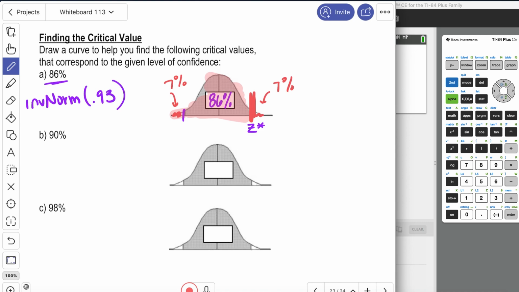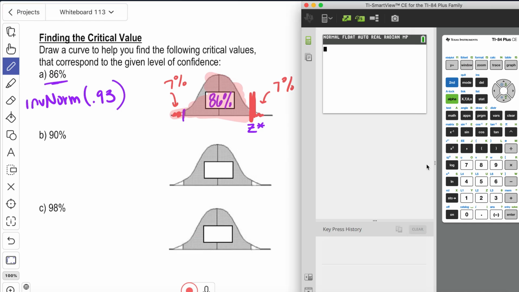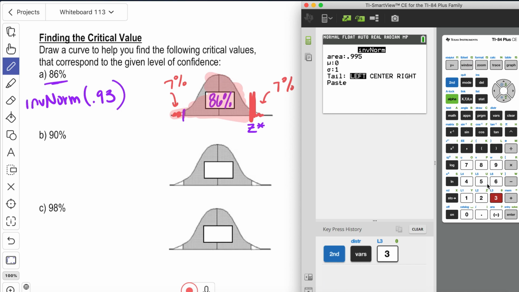So when I go to my calculator, come over here, and we're going to find the z-score. And the z-score is the inverse norm, so we go second, vars, number 3, inverse norm. And here, for inverse norm, I'm going to type in 0.93. The mean of a z-curve, and what you're measuring on a z-curve, is always 0, standard deviation 1. And we're going to leave this at left. And we'll go to paste.